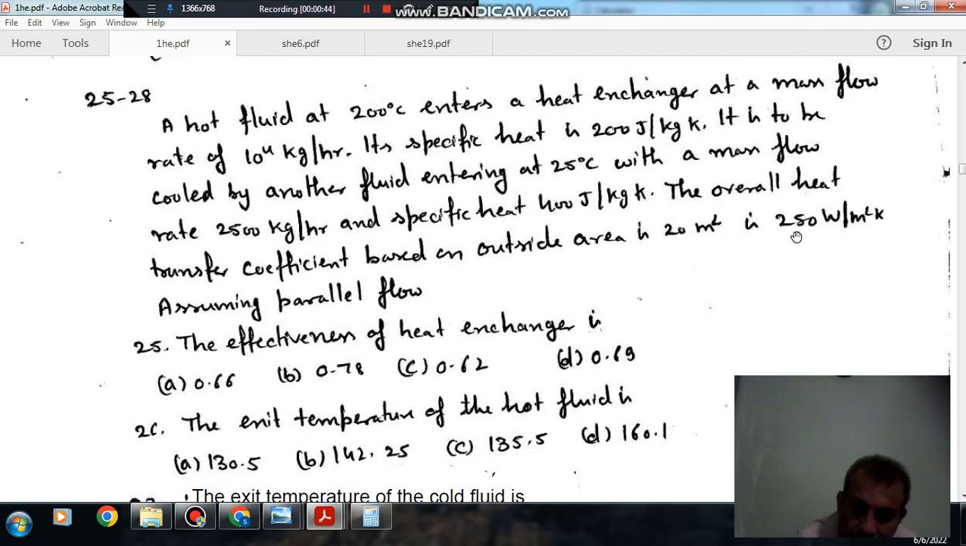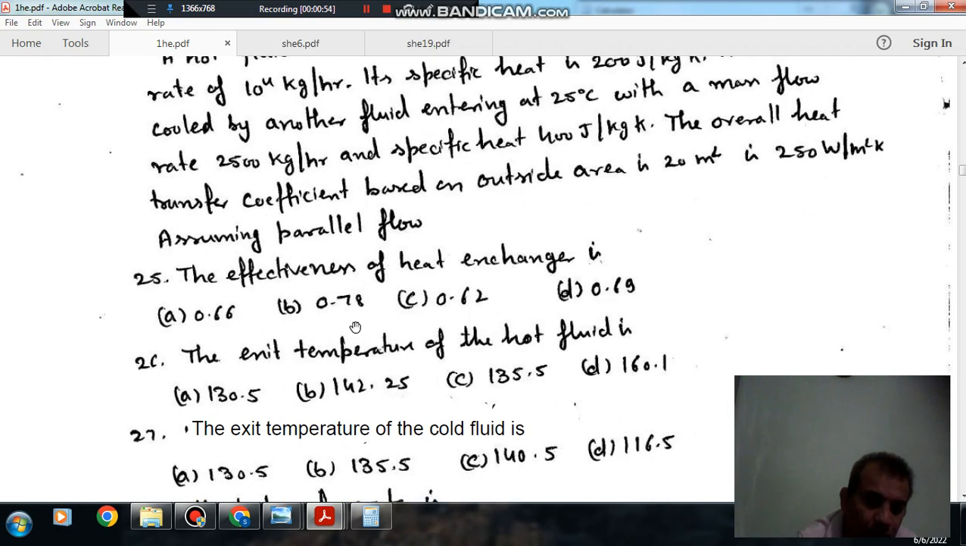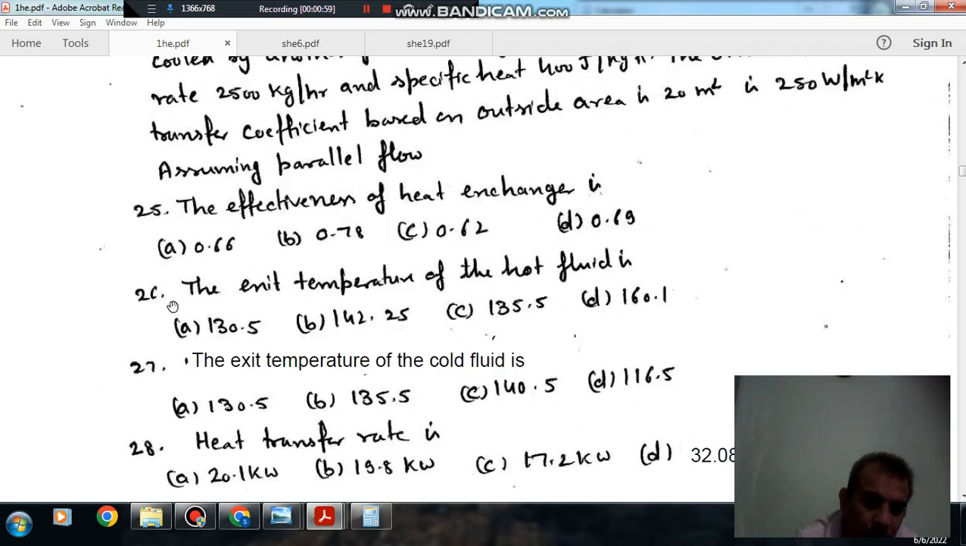The overall heat transfer coefficient is 250 watt per meter square per degree Kelvin. Assuming parallel flow. Question number 25: the effectiveness is option A 0.66, option B 0.78, option C 0.62 and option D 0.69.